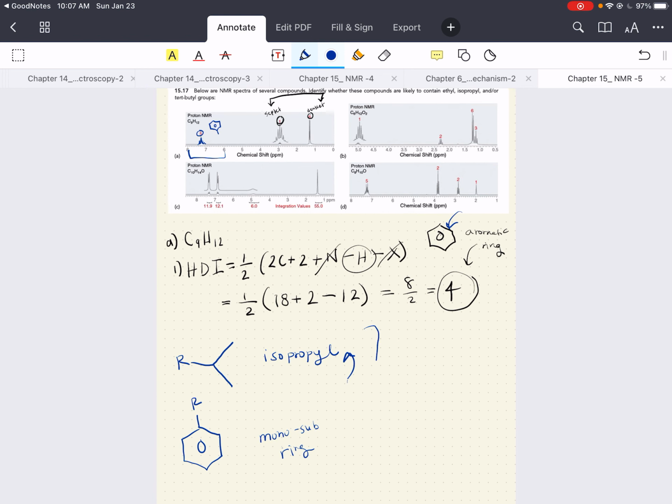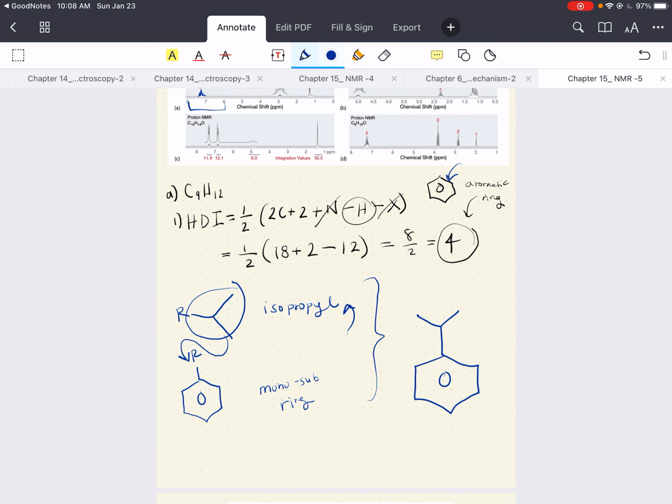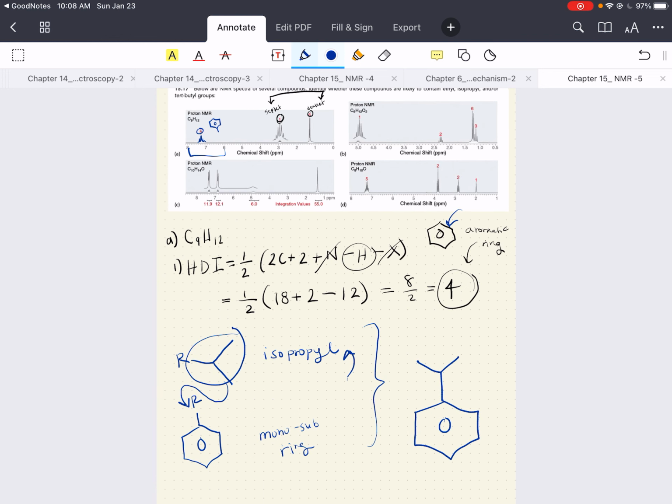Now we have to put all of this together. The best way we can do this is to have the isopropyl group be the one substituent our ring has. So our proposed molecular structure for that NMR is going to be this. Fantastic. So that's for A.